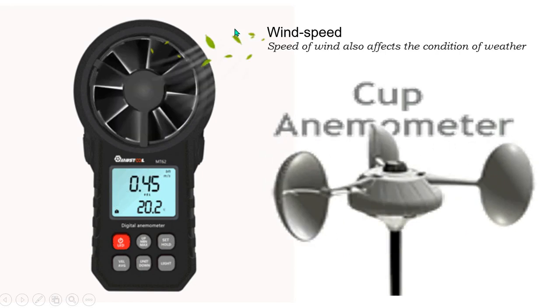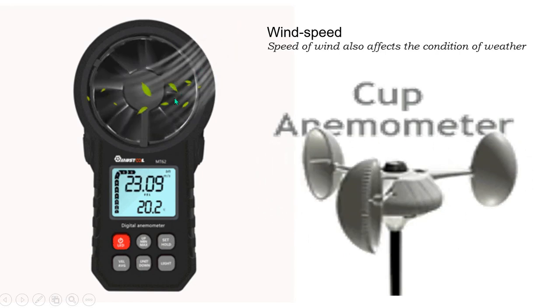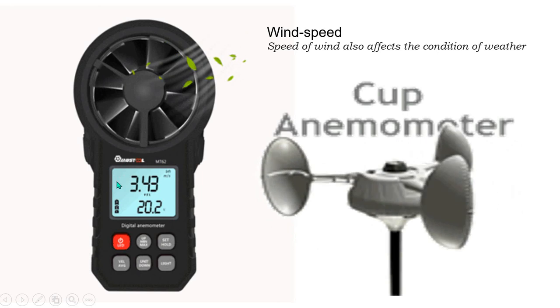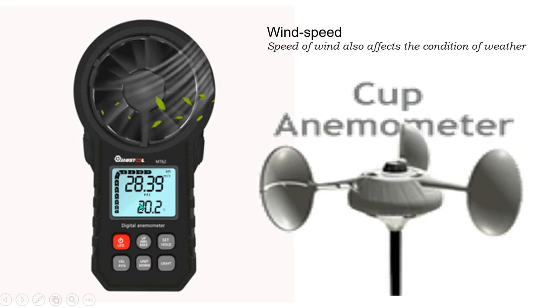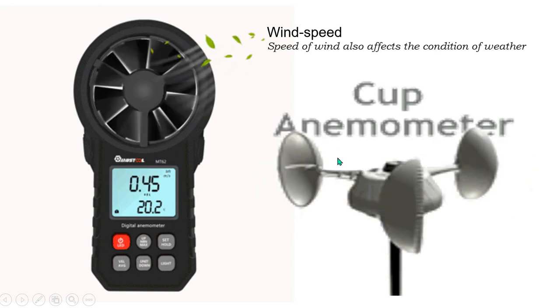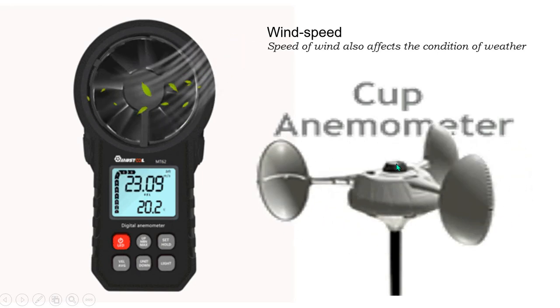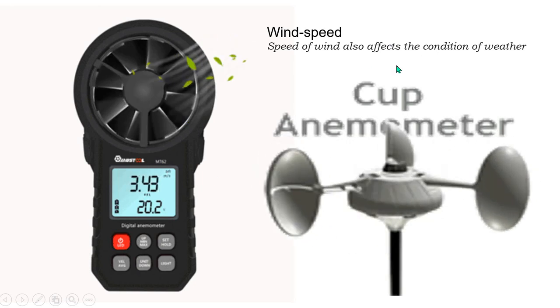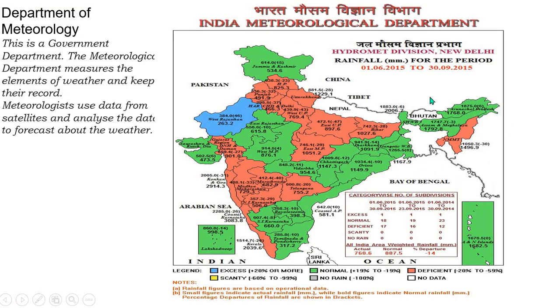And here you can see how much the wind speed will be, that is shown here. With this instrument you can measure the speed of the wind, and with the cup anemometer also, and this also affects the condition of the weather.